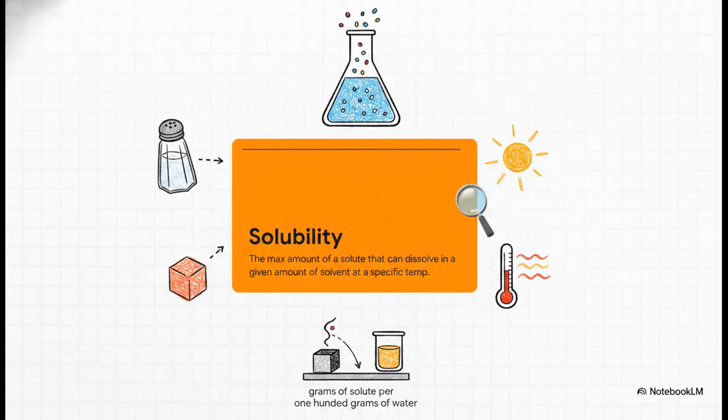To really understand what's happening inside that glass, we need a strict definition. Solubility is literally the absolute maximum amount of a solute, like salt or sugar, that can dissolve in a given amount of solvent at a specific temperature. Now, there are two absolutely crucial variables at play here: the unique identity of the substance itself and the temperature of the liquid. In the chemistry world, we typically measure this precise limit in grams of solute per 100 grams of water. Simple enough, right?